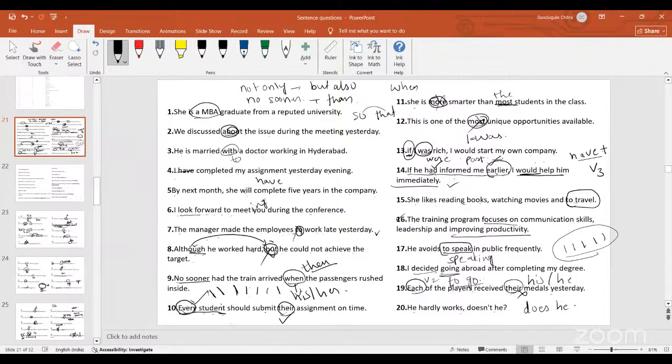Already in the sentence there is hardly works. Okay. Then why not doesn't he? Why only does he?